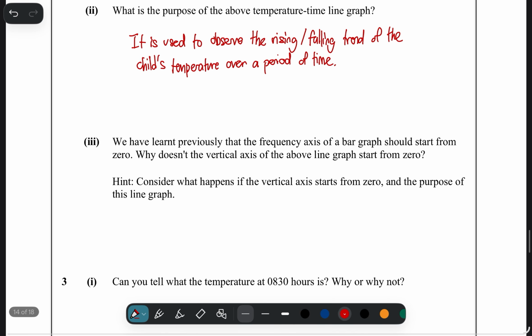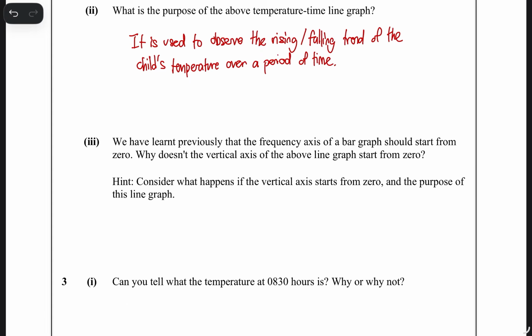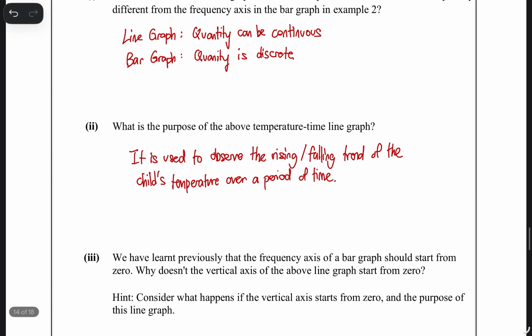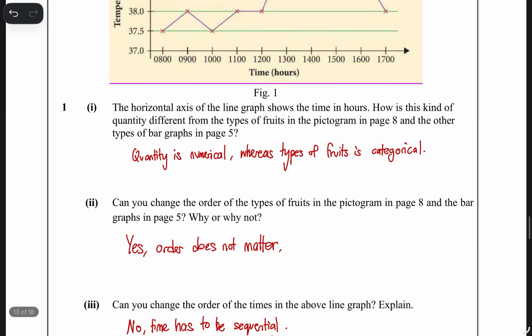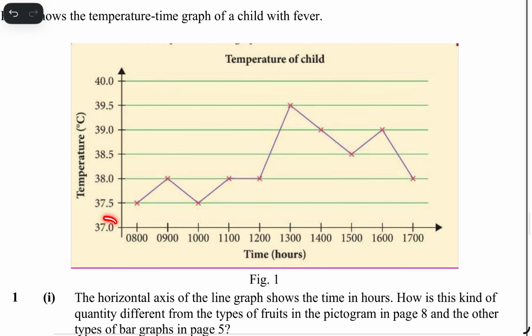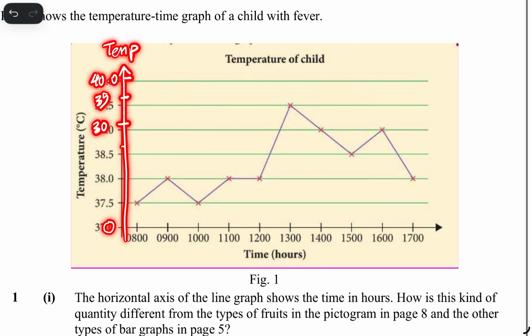And moving on, another question asks us, we learned previously that a frequency bar graph should start from 0. Why doesn't a line graph start from 0? If I look at this line graph, why doesn't it start from 0 but starts from 37? Why do you think so? If it were to start from 0, let's say 40.0, and then 35, 30, this is the temperature, then 25, 20, you realize this data over here will now look something like this.